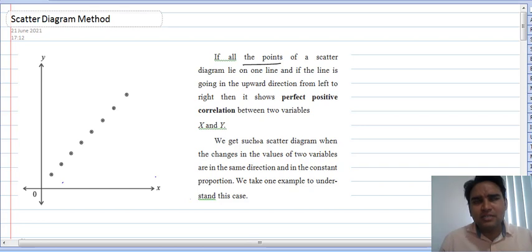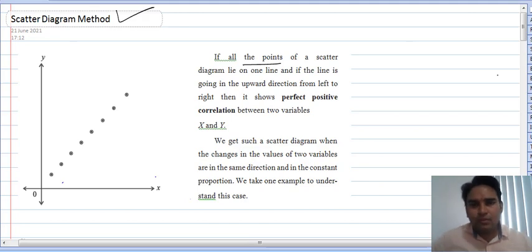Now I have discussed that there are three methods to find the correlation coefficients, or to know the nature and the degree of the correlation between the two variables. First one is the scatter diagram method, second one is the Karl Pearson product moment method, and the third one is Spearman rank correlation method. Now let us discuss each method in detail. The first one is the scatter diagram method.